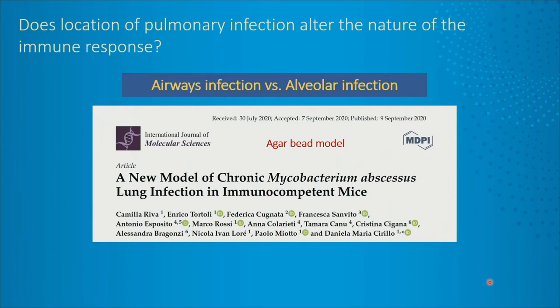It's a way of taking bacteria that don't cause a chronic infection in a small animal and make it more of a chronic infection. And this was first published with M. abscessus in 2020. And I'll just point out that our next speaker is one of the authors on this paper. So exciting to hear you talk.